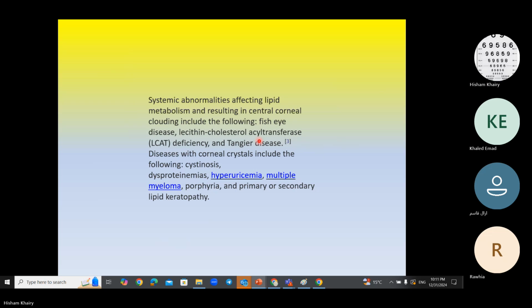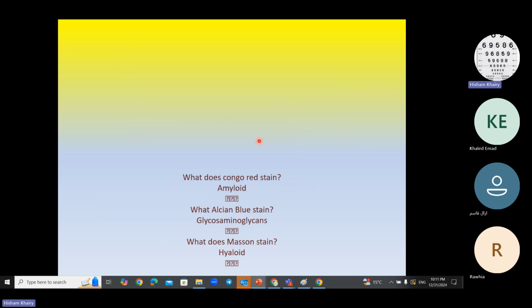So several systemic abnormalities may affect lipid metabolism and result in central corneal clouding, which include fish-eye disease, lecithin cholesterol acyltransferase deficiency, and Tangier disease. Diseases with corneal crystals include the following: cystinosis, dysproteinemias, hyperuricemia, multiple myeloma, porphyria, and primary or secondary lipid keratopathy. So these are the differential diagnosis of Schneider.